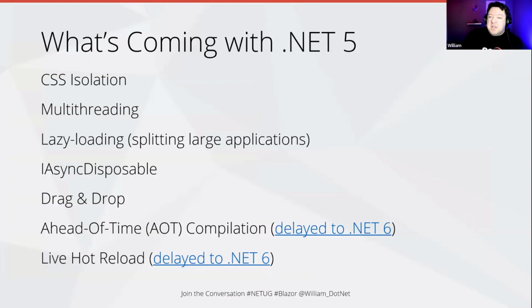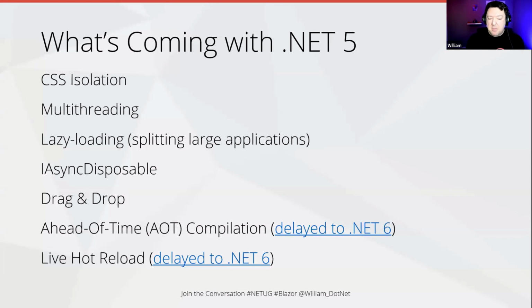Just to note some things that are coming up shortly with .NET 5 in about November. CSS Isolation, which you mentioned, and multi-threading in the browser, which is really cool because WebAssembly lets us run multi-threaded code in the browser. That's really awesome, so a lot of performance gains from that. Lazy loading, so we can have our massive applications split up into smaller pieces, so it only loads what it needs. New async disposable pattern, drag and drop, ahead of time compilation, and live hot reload was delayed till .NET 6, unfortunately, but that's going to really change the game for us a fair bit.